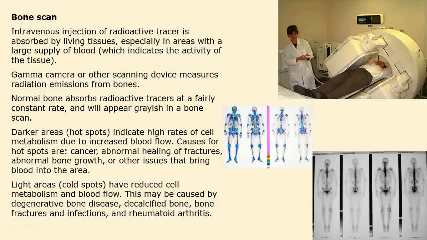osteosarcomas, maybe dark area may be indicative of that. Light areas, cold spots, we call them cold because there's a reduced blood flow, reduced metabolic basal rate there. Many causes for this. Usually light areas are not a good thing unless we're looking at the interior of a bone where we expect it to be less dense. Degenerative bone disease, decalcified bone, so we think of what we've just been talking about, osteoporosis. Bone fractures, infections, rheumatoid arthritis, and other types of arthritis as well may cause a thinning of the bone.